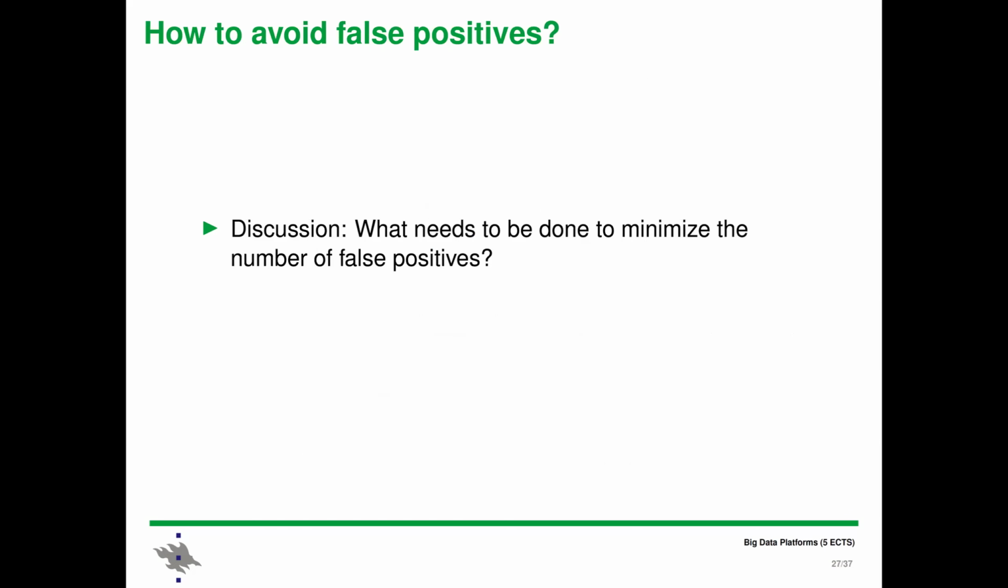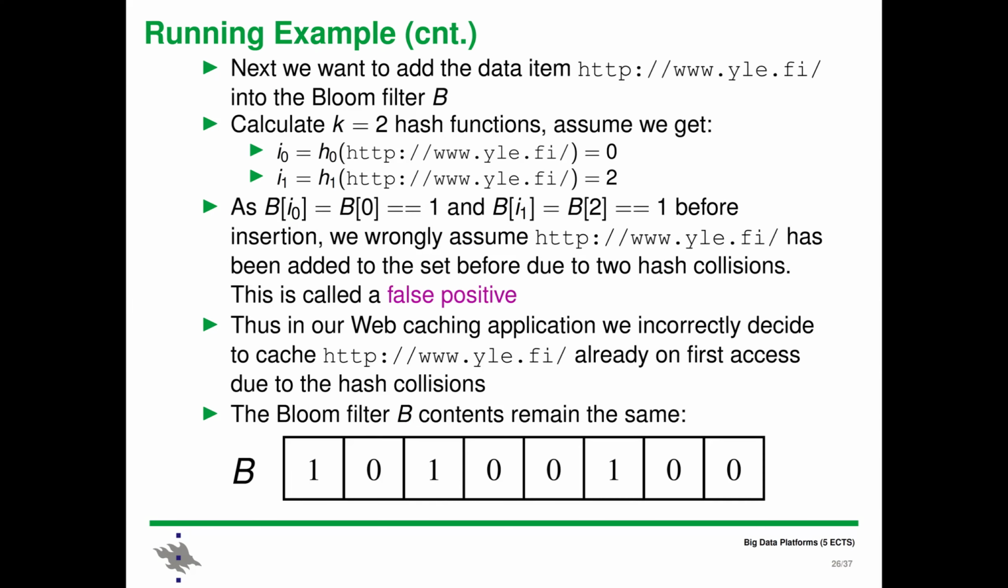Okay, and we already talked about what needs to be done to minimize the number of false positives. But any questions about the running example? Okay, I hope it was clear.